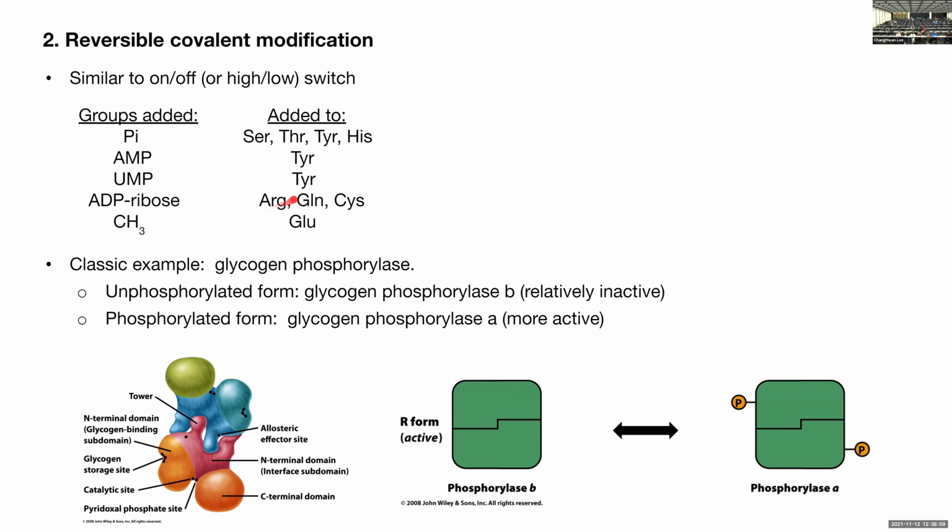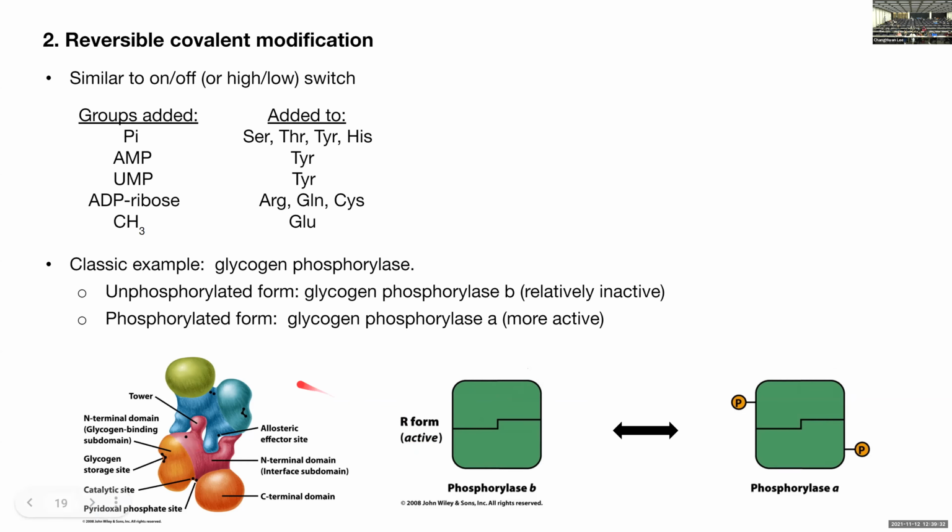So a classical example of this reversible covalent modification is glycogen phosphorylase. So you can have two different forms. One is the unphosphorylated form, called glycogen phosphorylase B form, and it's relatively inactive. Or it can be the phosphorylated form, which is called glycogen phosphorylase A form, and it's more active. And this B form can be active too, that we're going to talk about in the next slide.